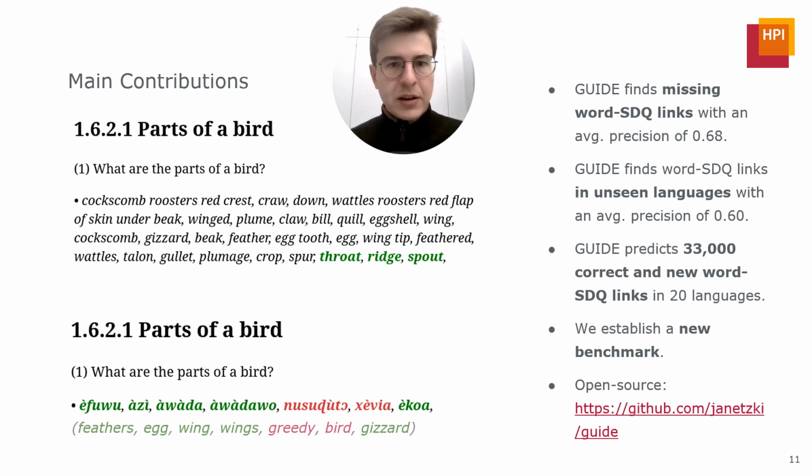In total, Guide predicts 33,000 correct and new word semantic domain question links in 20 languages. To the best of our knowledge, we propose the first automated approach to link words to their semantic domain question. Therefore, we also establish a new benchmark, which makes us state-of-the-art by default. If you want to try out Guide on your own, you can visit this GitHub repository.